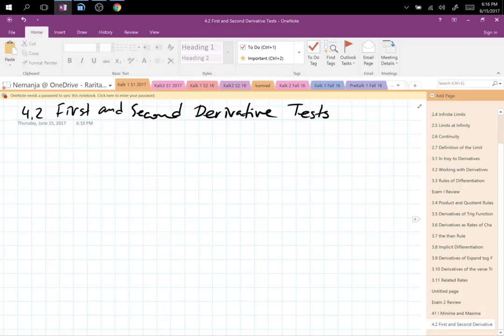So the first and second derivative tests will tell us a lot about the function. We are going to discover the intervals where the function is increasing, intervals where the function is decreasing, and also concavity. It will help us analyze the function so that we can work with graphs better than before.